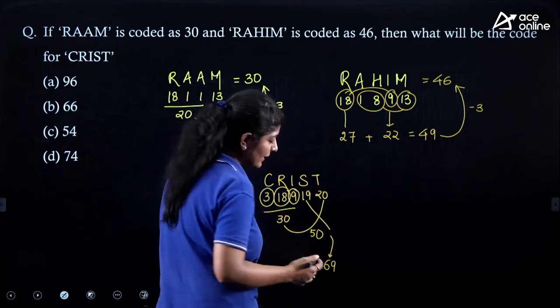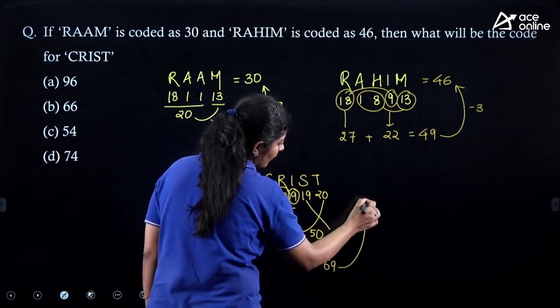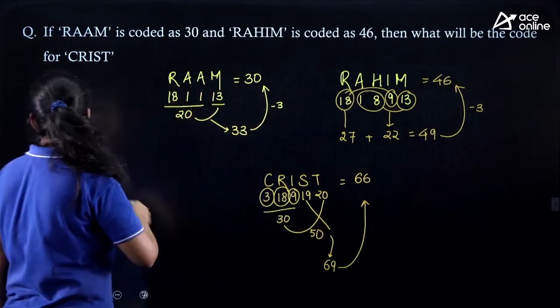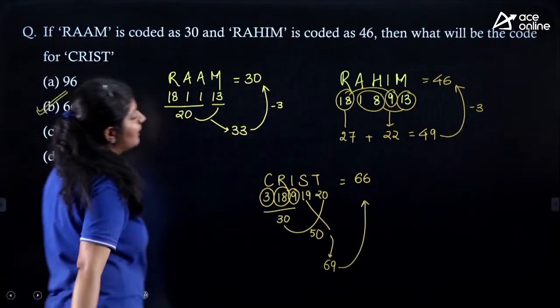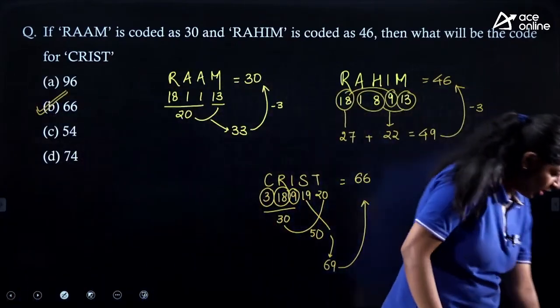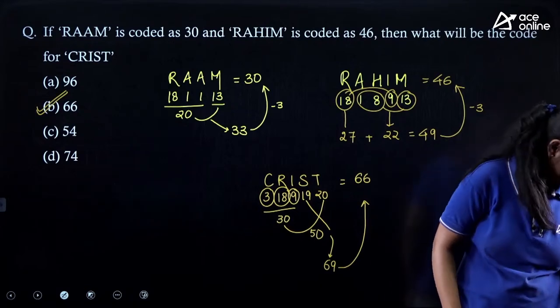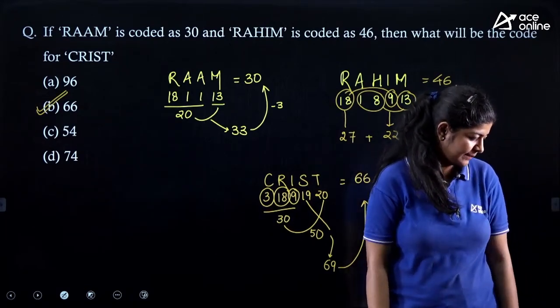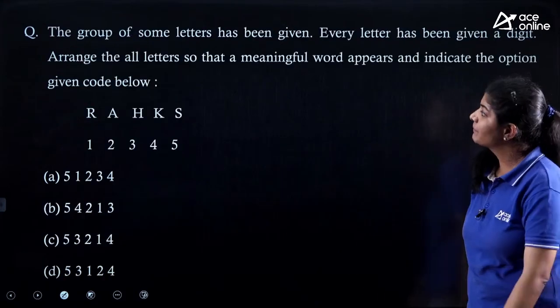What we need to do next? We need to subtract 3 from it and ultimately we will get 66. Option number B is the correct one, right? Very good, smart, very good, Mansa, right? Next.